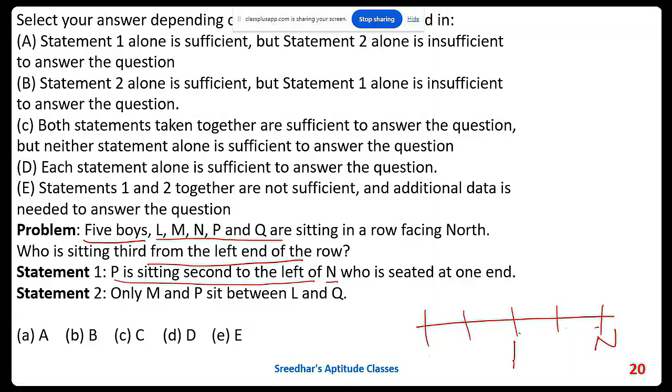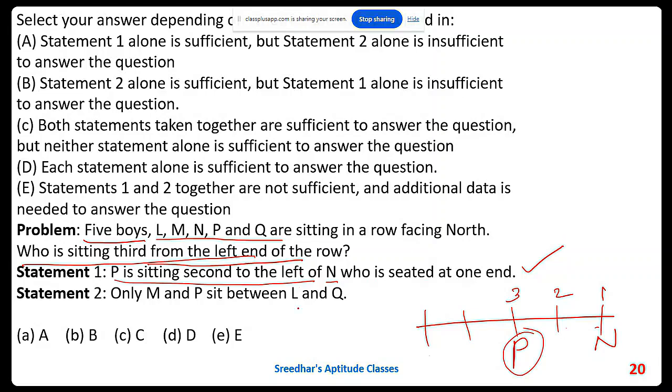1, 2, 3. Here is P. Now the question: who is sitting third from the left end of the row? This itself is sufficient. This is 1, 2, 3. So third from the left of the row is P. So that means statement 1 alone is sufficient to answer. I got the answer from statement 1 alone.